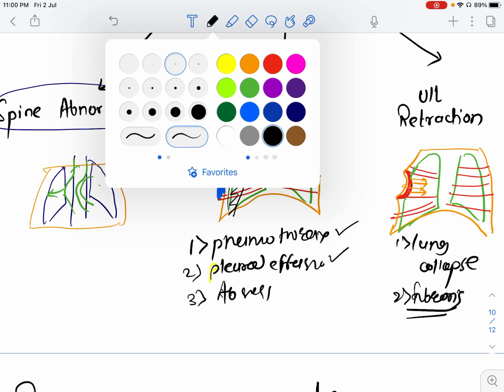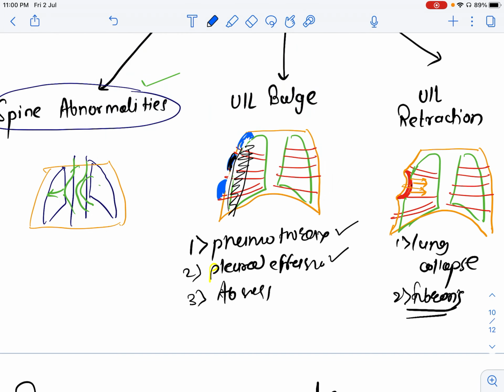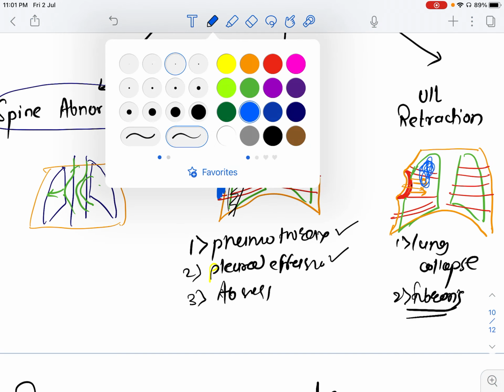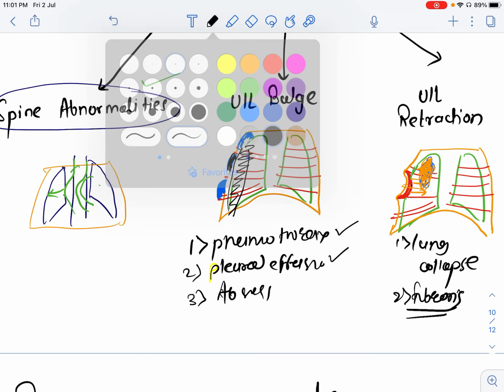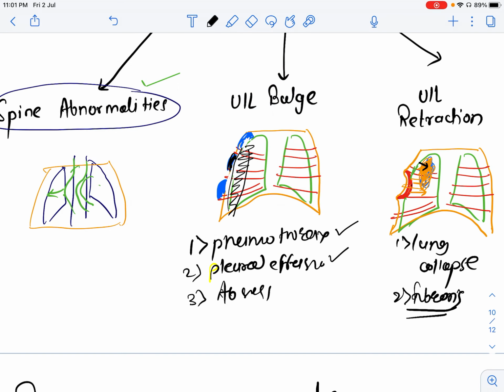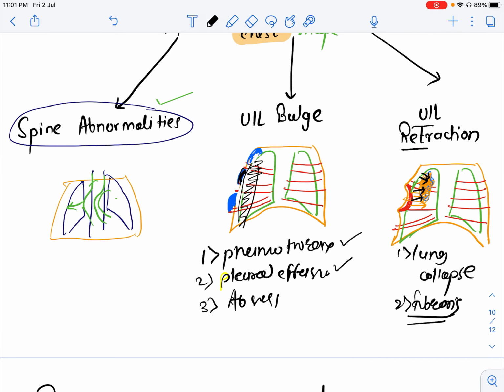Second is fibrosis. Imagine there has been a serious infection like tuberculosis inside this lung, and now this infection has resolved. But what it has left is its scars. Now the scars will pull the area above along with pleura and chest wall. So lung collapse and fibrosis will cause unilateral retraction.